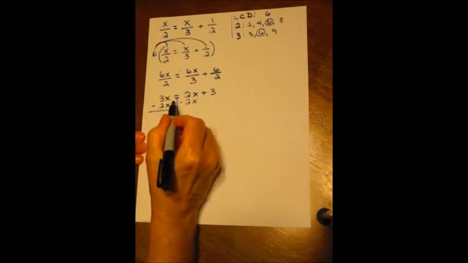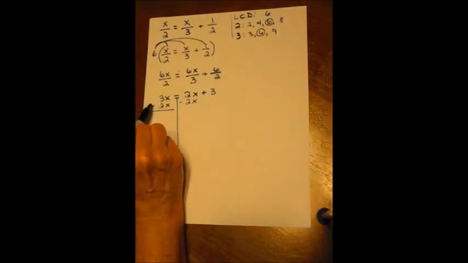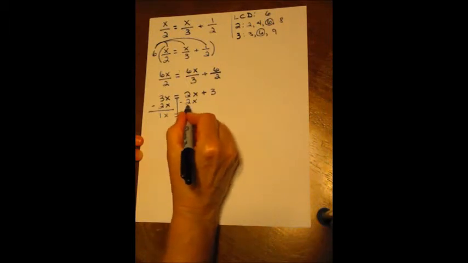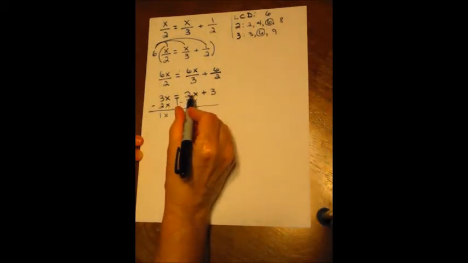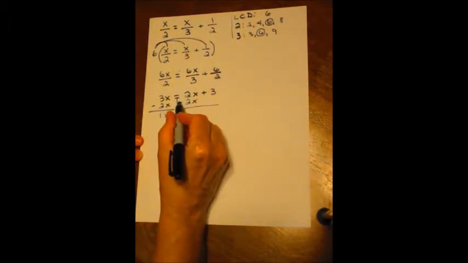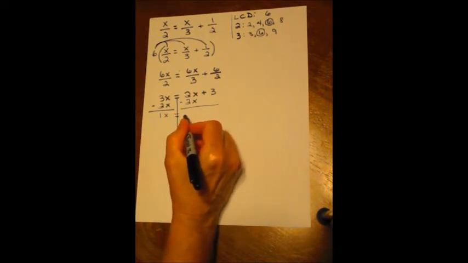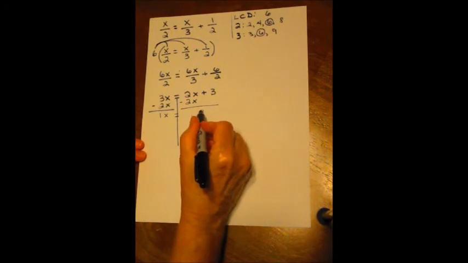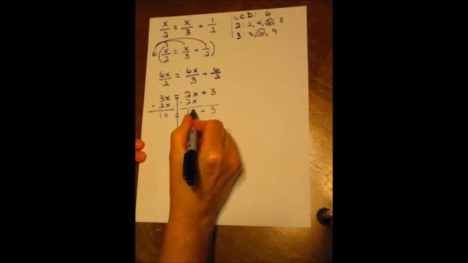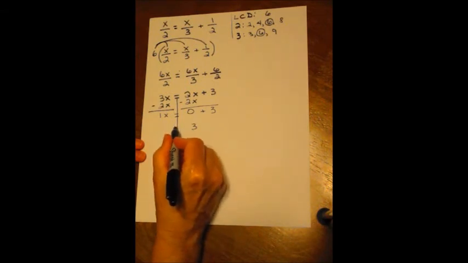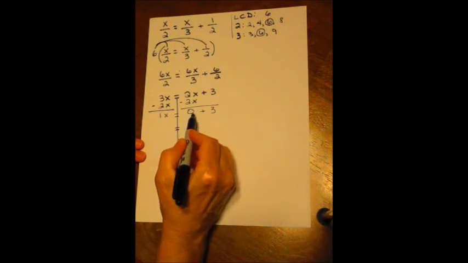So on the left side, I'm doing 3 minus 2, which is 1x. On the right side, 2x minus 2x, 2 minus 2 is 0. So there's a 0 there, but I'm not going to write it because I don't need to. Plus 3. Or if I write it, I have 0 plus 3, which is the same as 3. That's why I don't usually write it, but I wanted you to see that that's what it means.